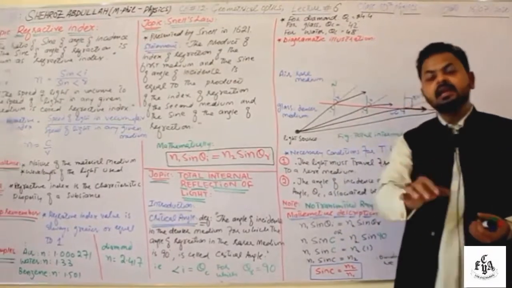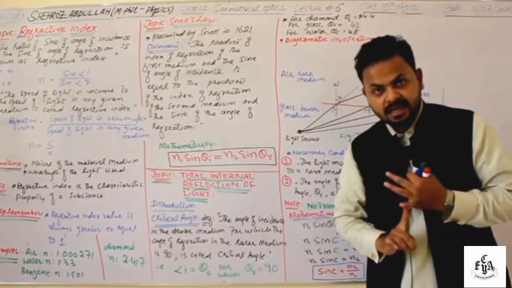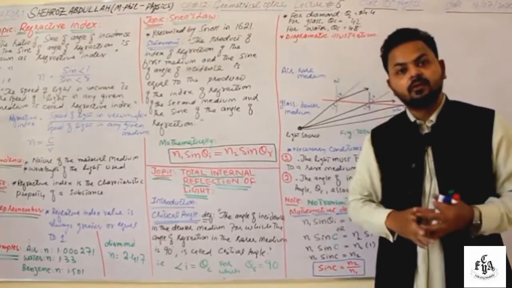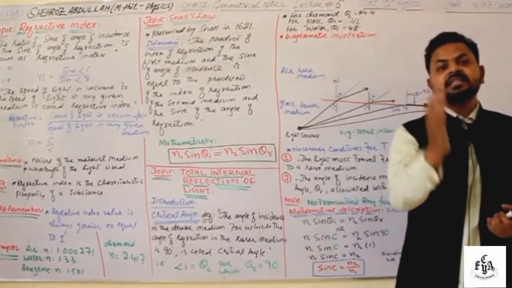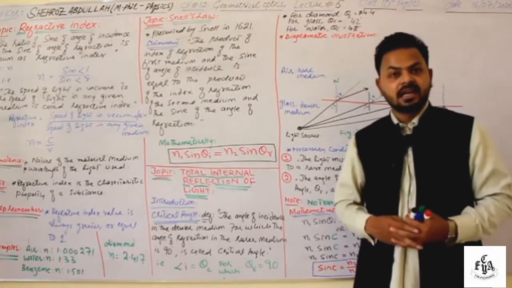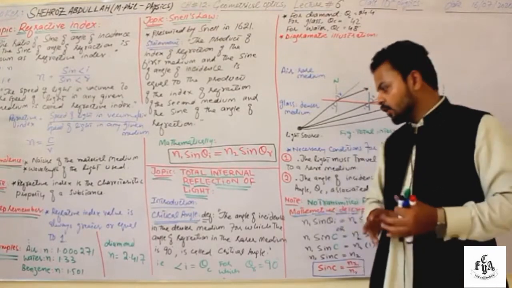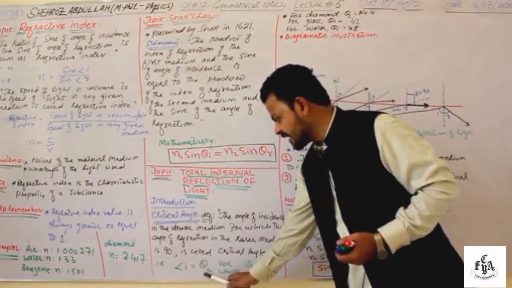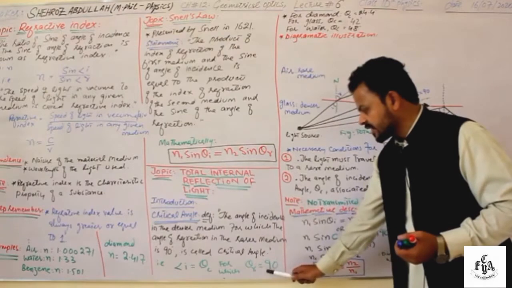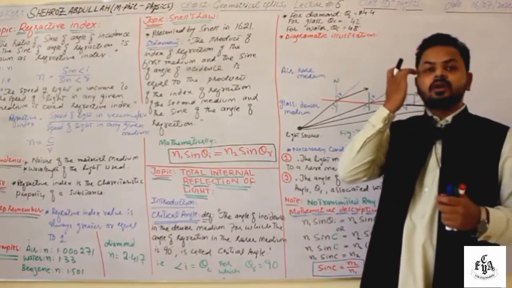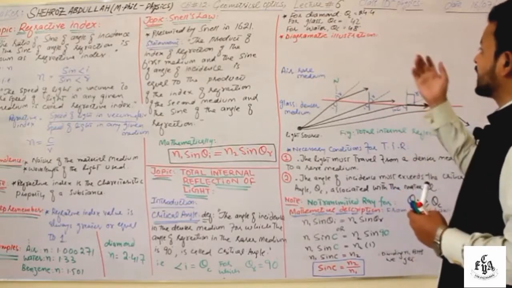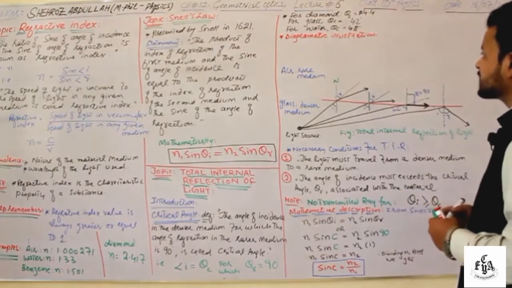What is critical angle? That incident angle in the rare medium for which the angle of refraction is 90 degrees, that incident angle is known as critical angle. Critical angle value for diamond is 24.4, for glass it is 42, for water it is 48.